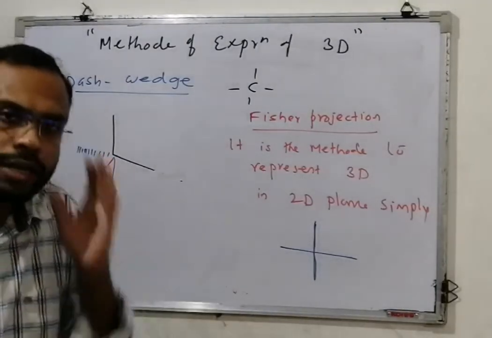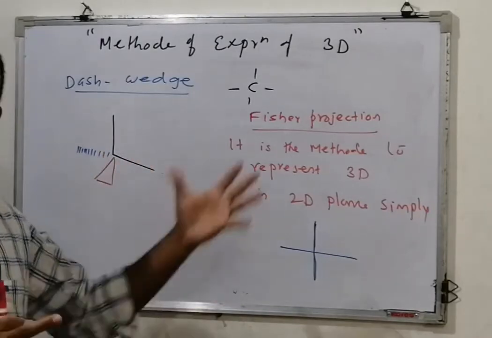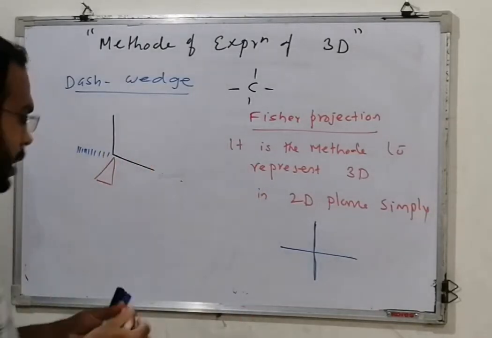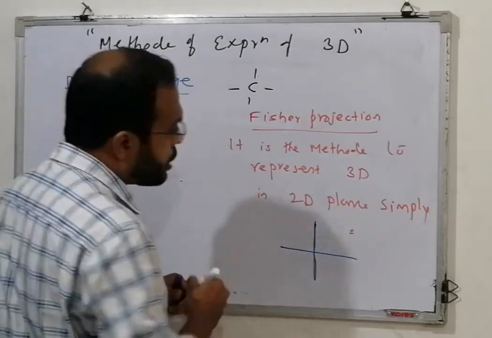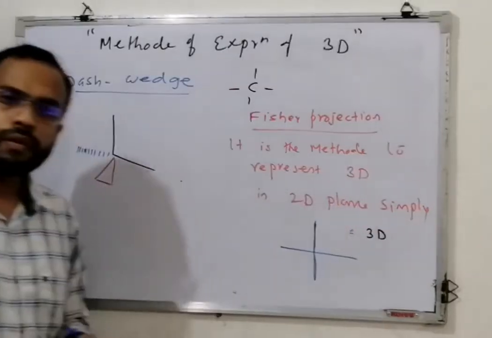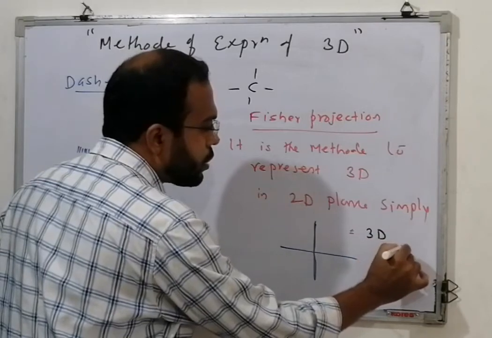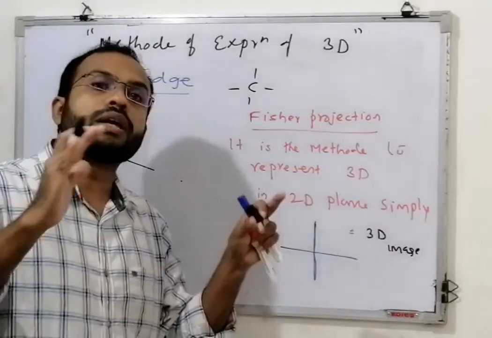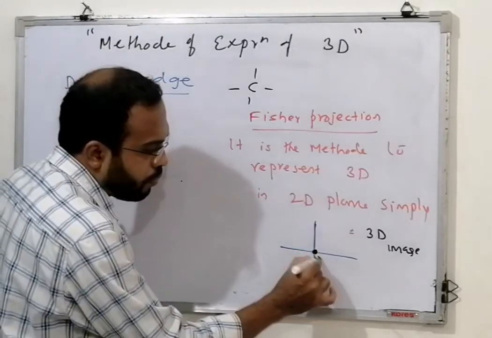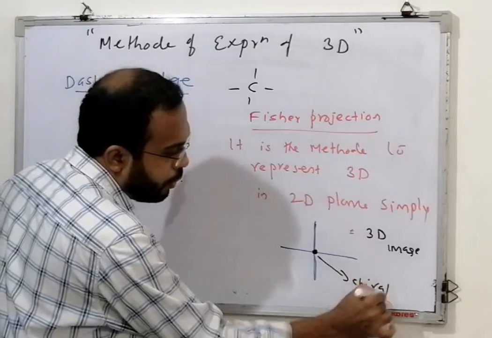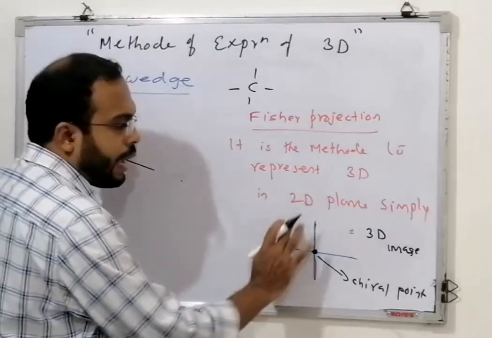But, my dear students, listen to me very carefully. This cross is not like a simple cross. It is 3D. When you see a Fischer projection as a cross, there are two points. First, it has a 3D image. Second, the center is a chiral point.